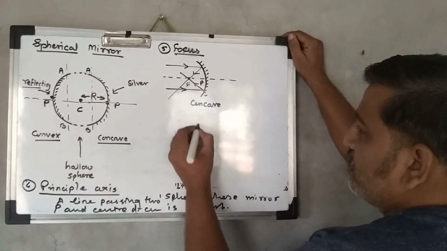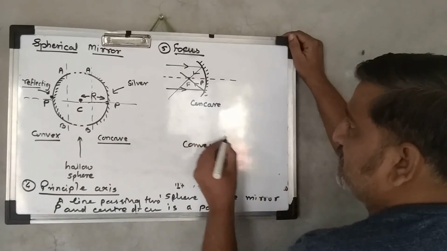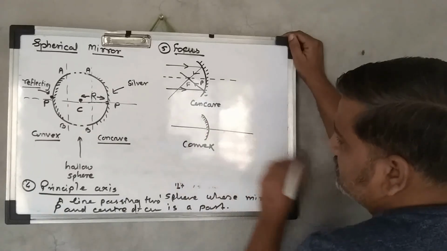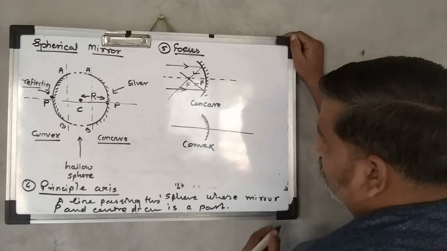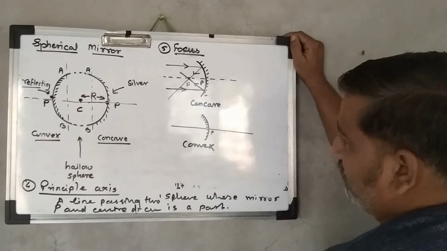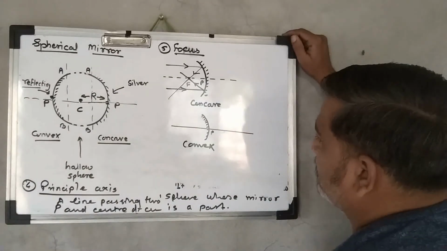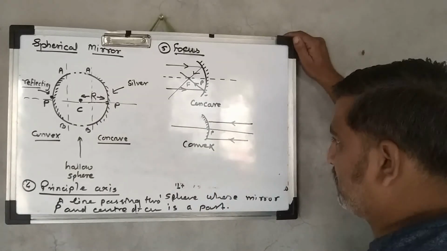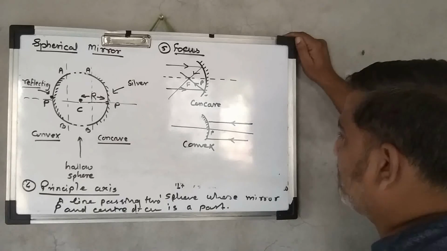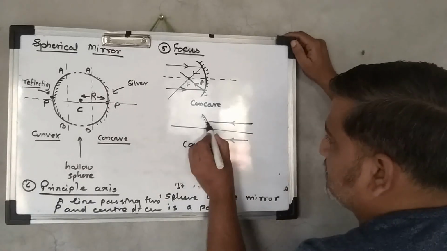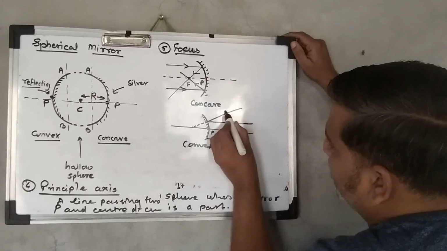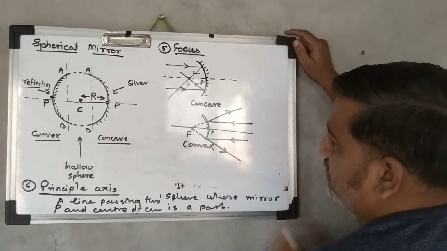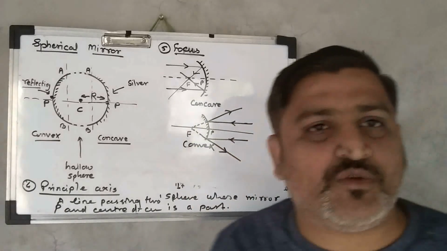In the case of convex, the reflecting surface is the outer surface. This is the principal axis, and this is the pole, which is the midpoint of the aperture of the mirror. If the incident ray falls on the convex mirror parallel to the principal axis, after reflection it seems to diverge from a single point. That point on the principal axis is known as the focus.